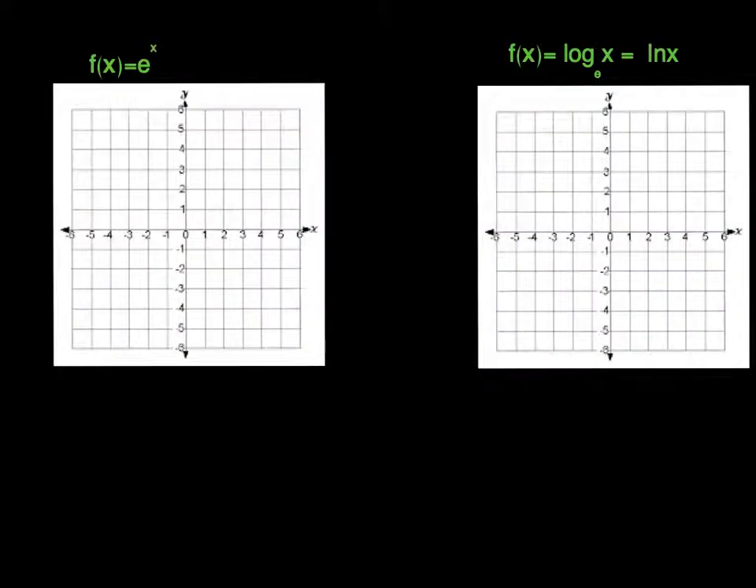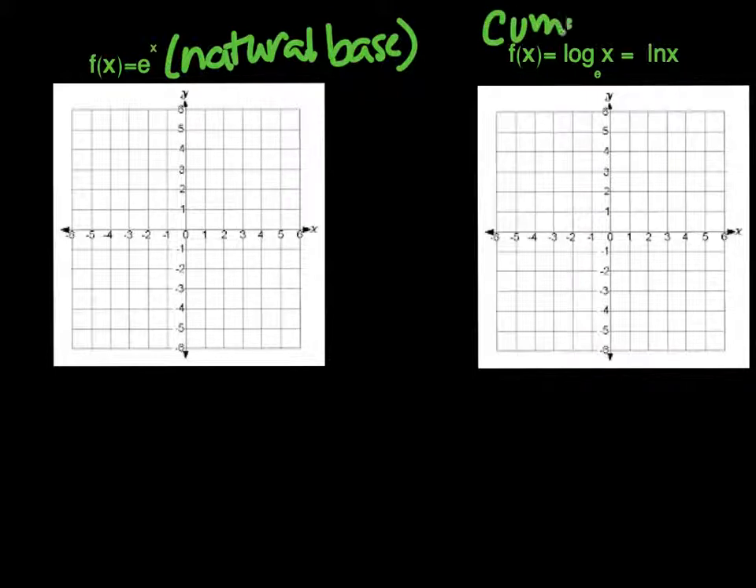Next, we're going to look at your special functions. e to the x is your natural base. e is 2.7, a common number found in nature. And then log base e of x, or natural log of x, is called your common logarithm.